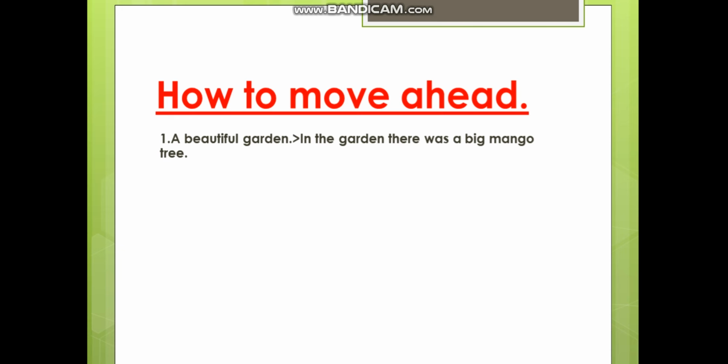Now first example, the second sentence was he had a beautiful garden. The next sentence is related to the previous sentence. In the garden there was a big mango tree. Once upon a time there was a king. He had a beautiful garden. In the garden there was a big mango tree. Next. Once upon a time there was a king. He had 3 sons. They were Rama, Shiva and Indra.